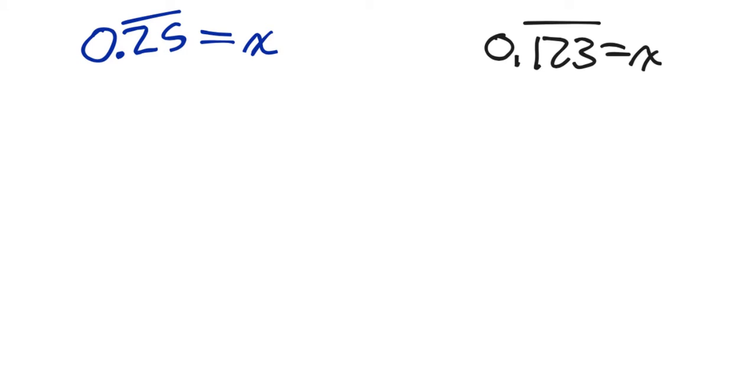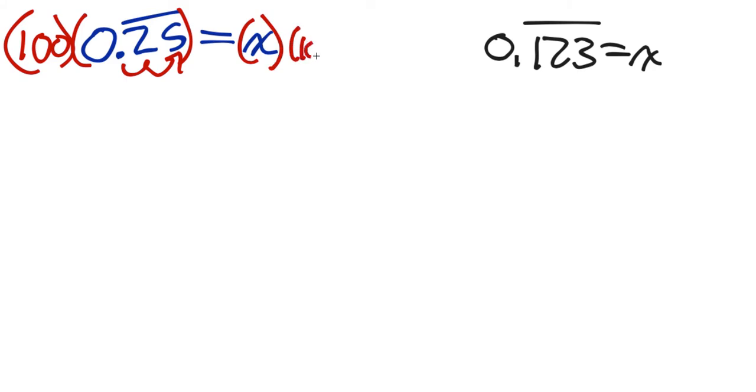We've got 0.25 repeating equals x. We've got to convert this to a fraction. So what we're going to do is clear the decimal. I've got to move it 2 places. How do I do that? Multiply by 100. And since it's an equation, I've got to multiply both sides by 100. No problem, I can do that.